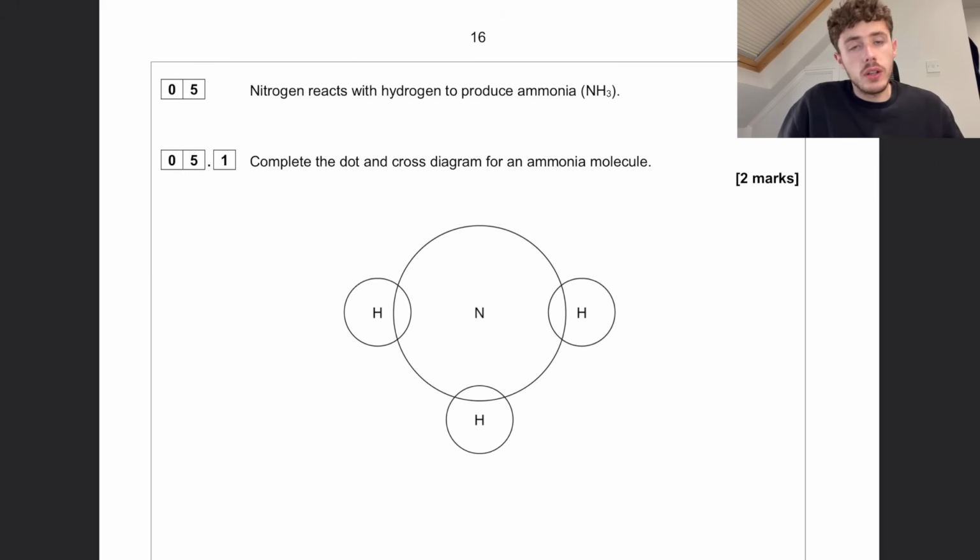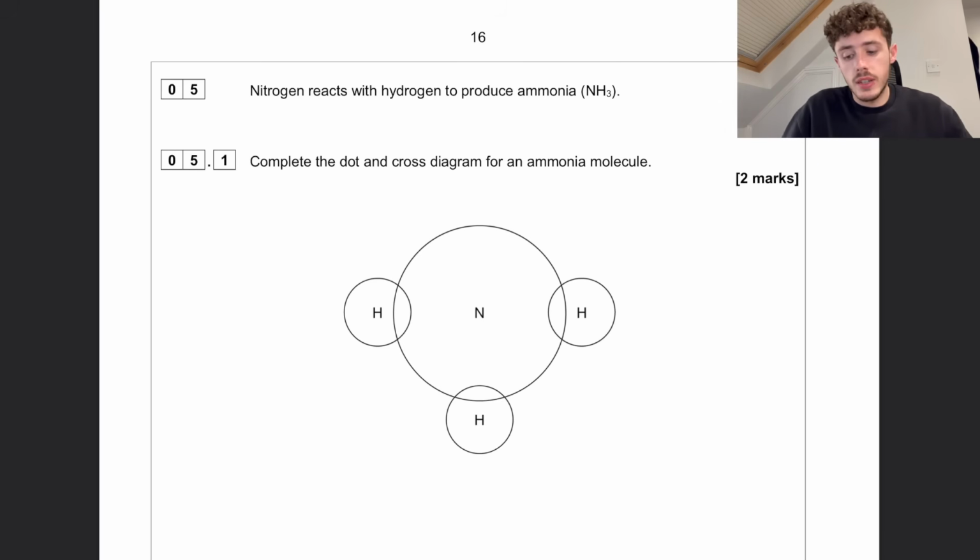Question number 5. Nitrogen reacts with hydrogen to produce ammonia, which is NH3. Complete the dot and cross diagram for an ammonia molecule. Now it gives it away because of the way this is drawn, but this is a covalent structure or an example of covalent bonding. Another way you would know that is because nitrogen and hydrogen are both non-metals, and we know that 2 non-metals are always going to be covalently bonded together.